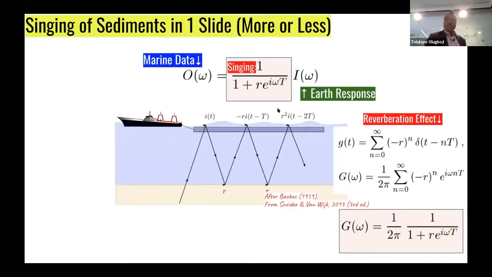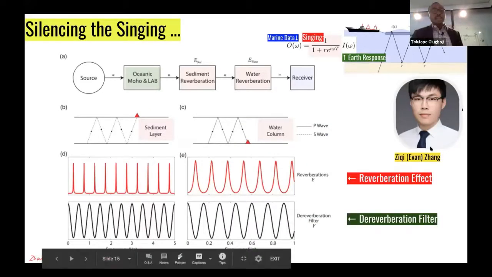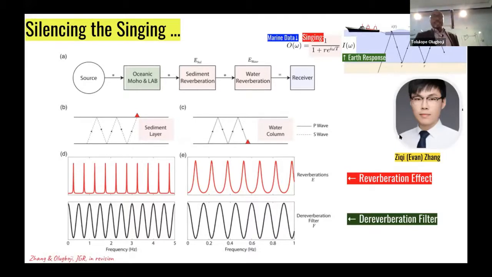This has been studied before by the authors that I've identified here. It was well understood for water. There are researchers that are now removing this signature for water, but not so much for sediments. That's what my PhD student, Evan, and I have been working on for a while, and we think we've got a good handle on it. So again, you observe on your receiver three-channel seismic records. Your goal is to constrain subsurface structure, the oceanic moho and the LAB, through some process of deconvolution. That's what receiver functions are. But you have to go through this sediment reverberation and the water reverberation.